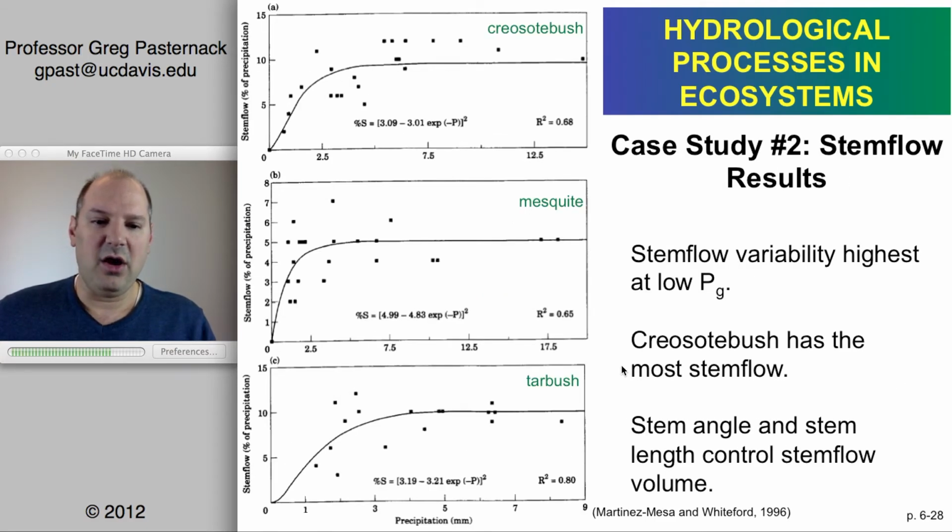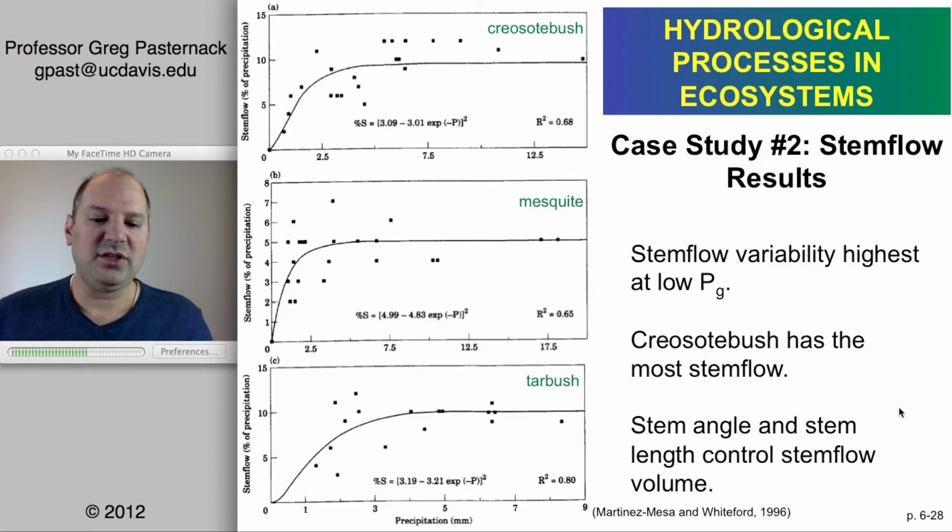When we look at stem flow, variability is again highest at lowest precipitation levels. So you see this kind of 1 to 3 millimeter range. You have very high range of stem flow, but it tends to level out once you get above 5 millimeters of precipitation. The creosote bush has the most overall. You see the number here of about 10 with values up to 12 fairly consistently, whereas the mesquite is lower. There are a few in tar bush that get that high, but most don't.